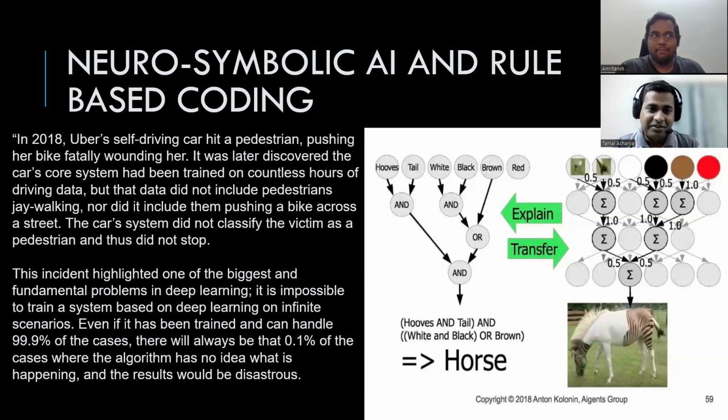Now, this incident highlighted one of the biggest fundamental problems with deep learning. It is impossible to train a deep learning system on infinite scenarios. Even if it has been trained and handles 99.9% of the data, there will be 0.1% of cases where the algorithm will have no idea and will fail. We have to address that 0.1%. It is not theoretically or practically possible to train on an infinite set of data for an infinite amount of time, so the results can be disastrous. And it has happened like that.